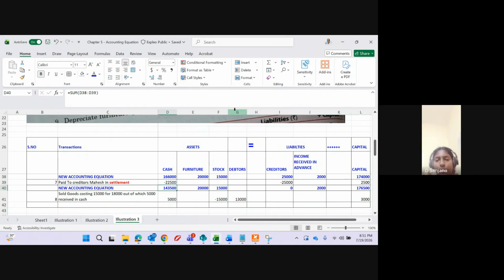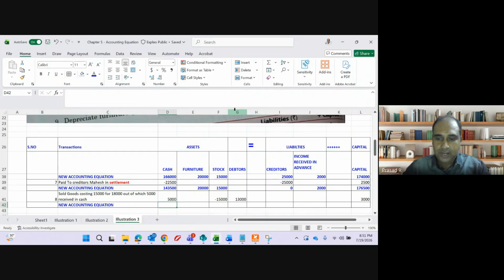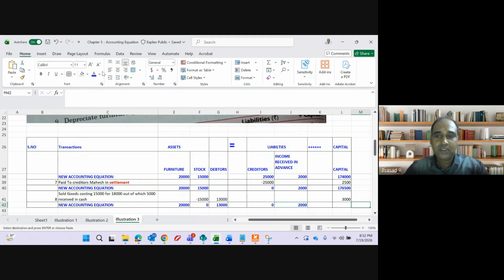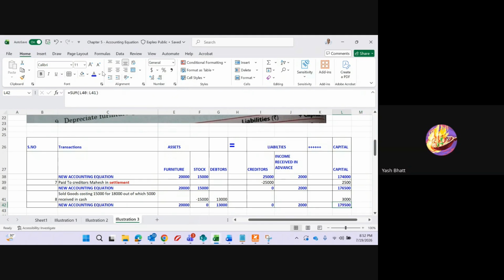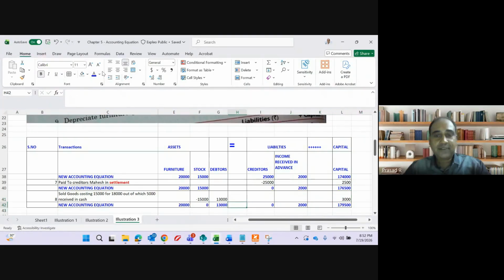New accounting equation. Cash total, you have to total, guys. Total with me. Cash is 1,48,500. Furniture, no change. Stock has become 0. Debtors has been introduced for 13,000. Creditors already had become 0. Income received in advance, there is 2,000 rupees. And capital is how much? 1,79,500.